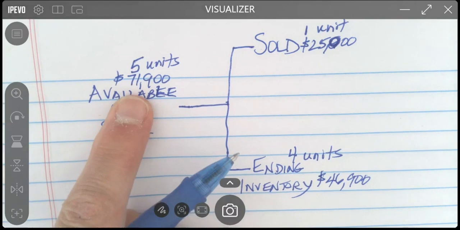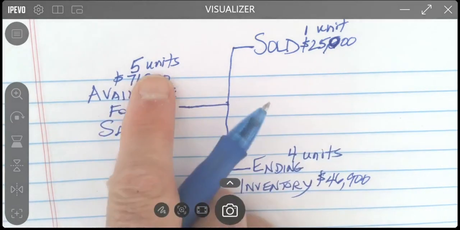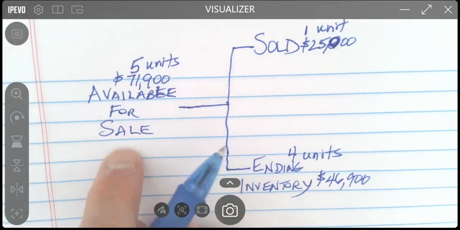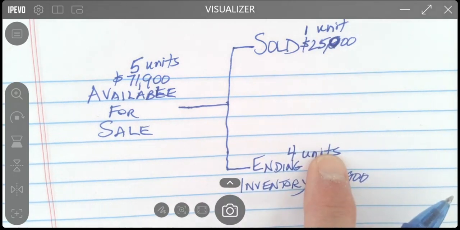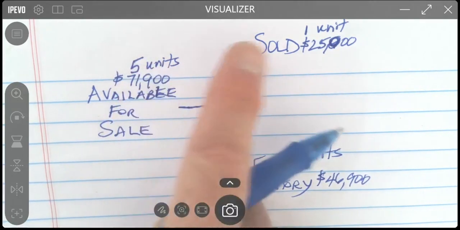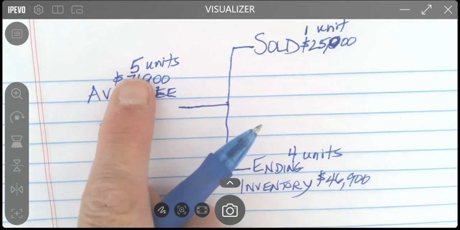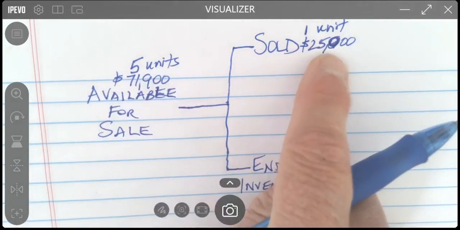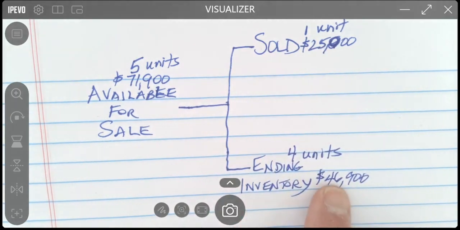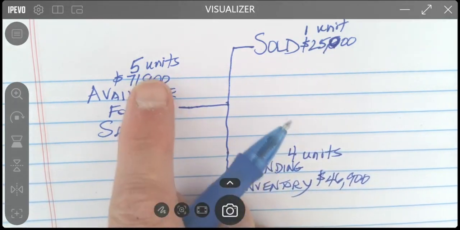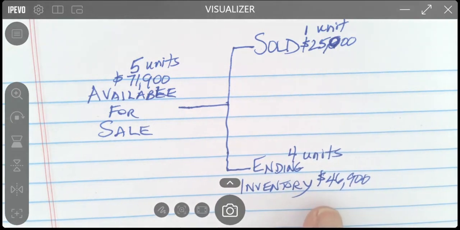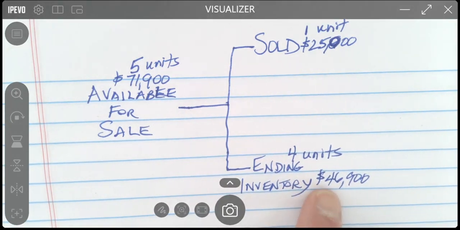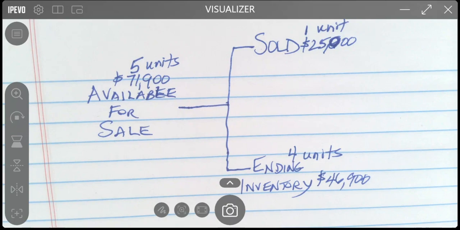And so here you have the 5 units. Well, what happened to them? They were available for sale during January. 1 was sold. 4 remain in ending inventory. That's what happened to the 5 units. And the cost of the 1 sold was $25,000. So the cost of the remaining is $71,900 minus $25,000. And if you do the math, you're going to find that that is $46,900.